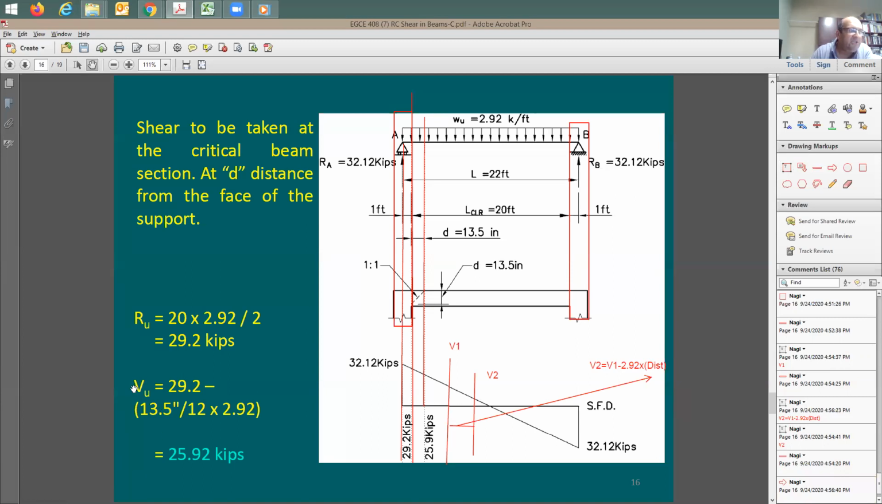So V2, which is the ultimate shear that we need to use in our design, is going to be equal to the shear V1, which is right at the face of support, subtracting the distance, 13.5 divided by 12, times the uniform load 2.92. You're good? Any questions?